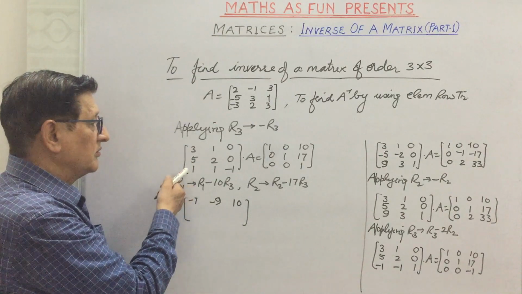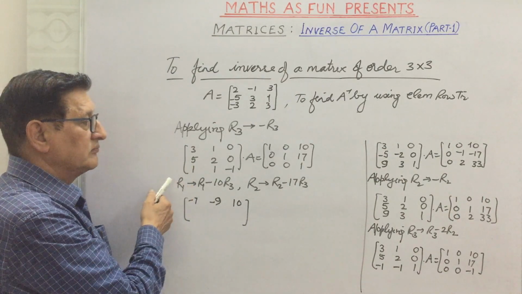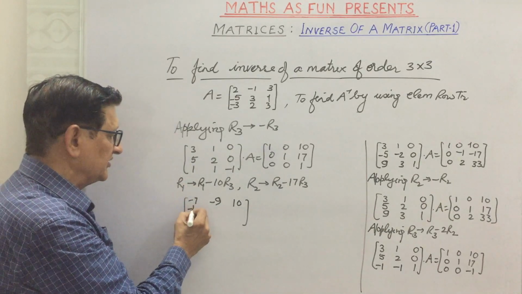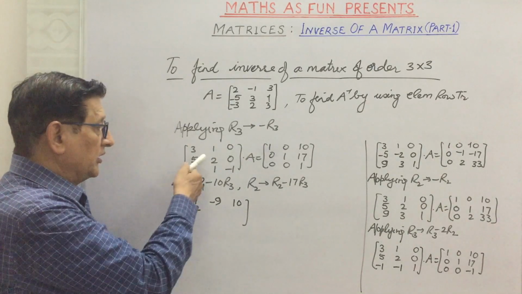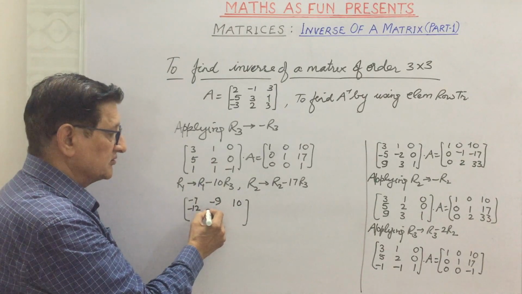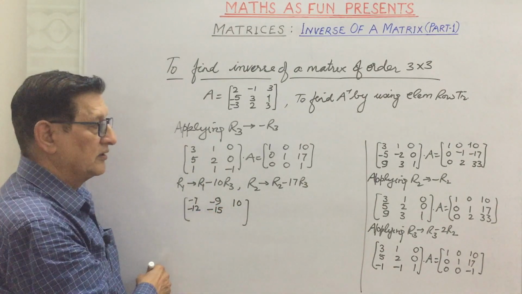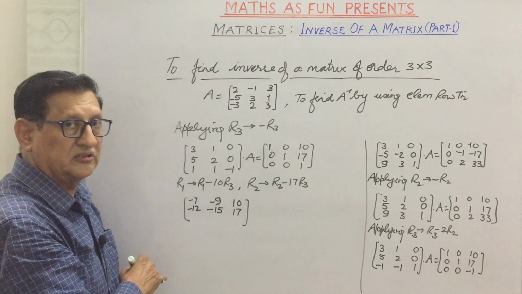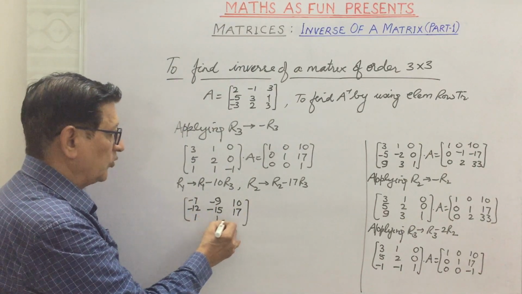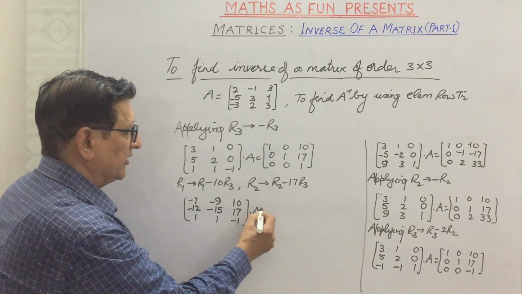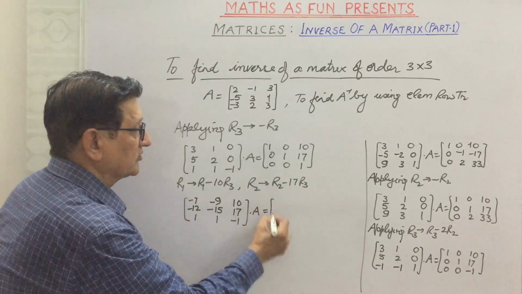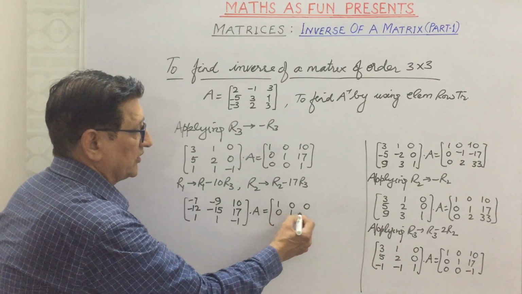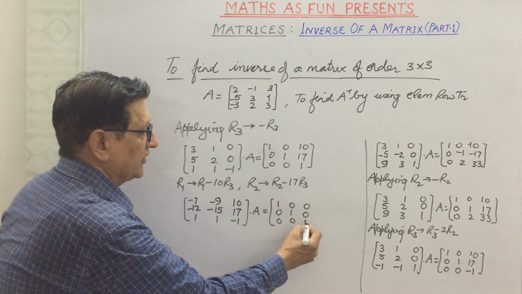Here it is 5. In R2 we are doing 17 times of this. 5 minus 17 is minus 12. 2 minus 17 is minus 15. And 0 minus minus 17 means plus 17. This becomes 17. This is 1, 1, minus 1 into A. And here on this side we get 1, 0, 0, 0, 1, 0, 0, 0, 1.